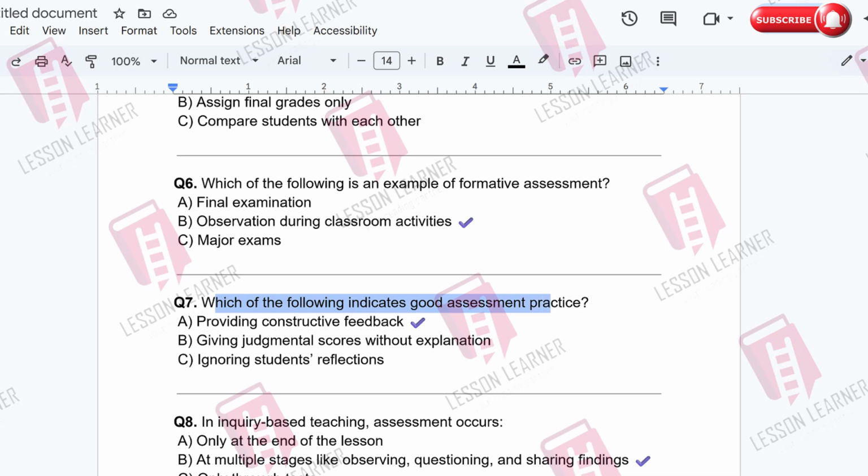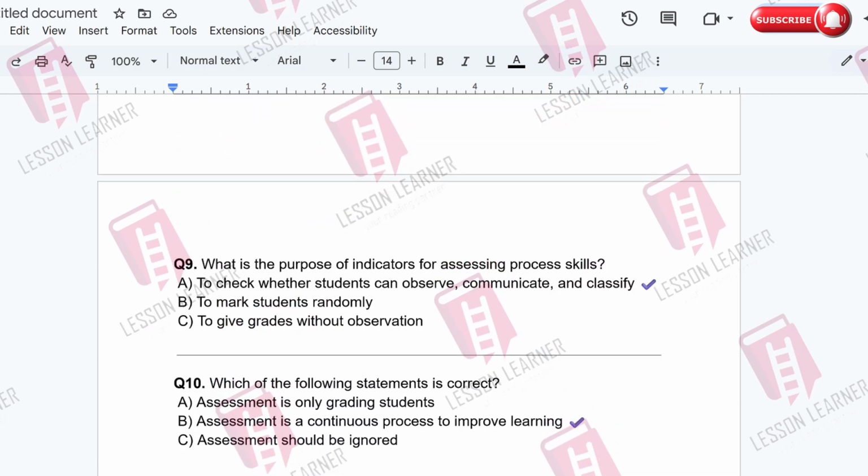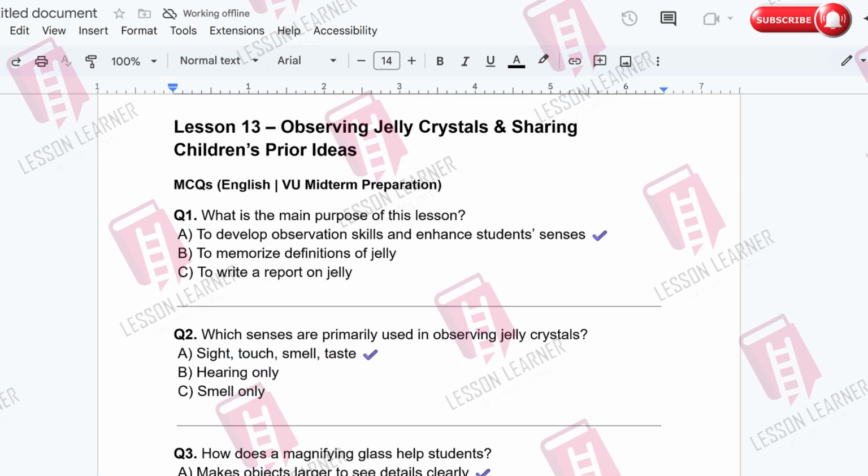Which of the following indicates good assessment practice? Providing constructive feedback. In inquiry based teaching, assessment occurs at multiple stages like observing, questioning, and sharing findings. What is the purpose of indicators for assessing process skills? It is to check whether student can observe, communicate, and classify. Which of the following statement is correct? Assessment is a continuous process to improve learning.